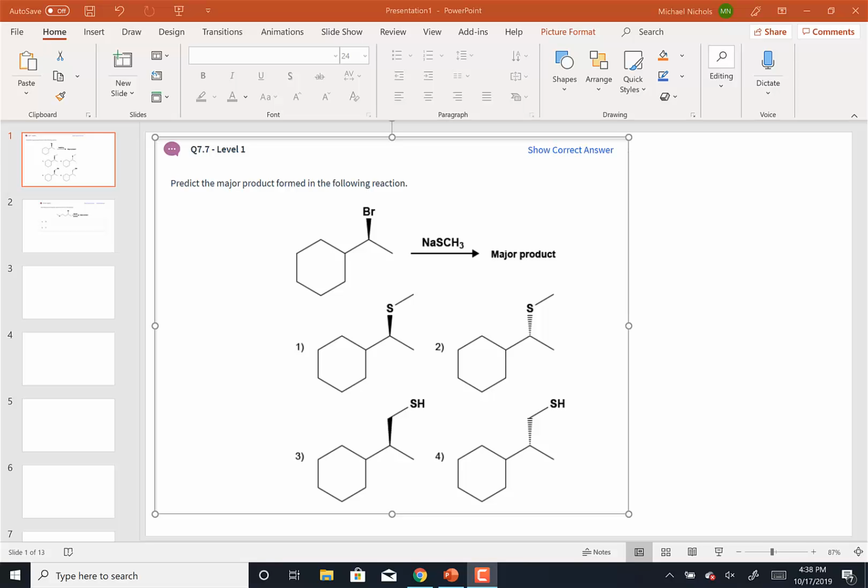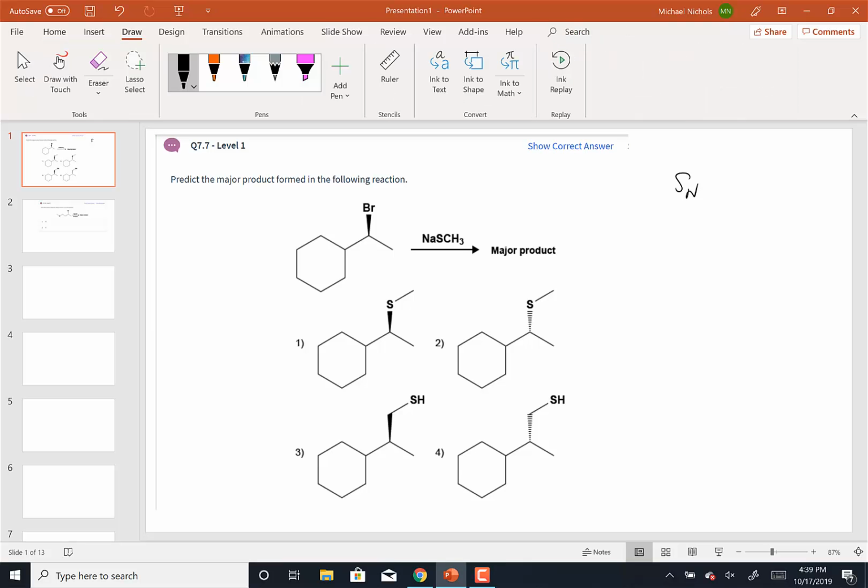Here's an explanation of some of these SN2 reactions. So, first of all, the mechanism for this reaction is SN2. And remember that when you have a chiral center and the nucleophile comes in and does the backside displacement, in an SN2 reaction, we end up with inversion of configuration.